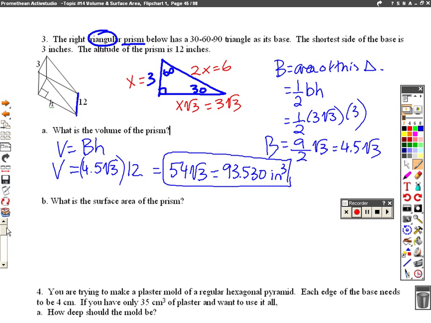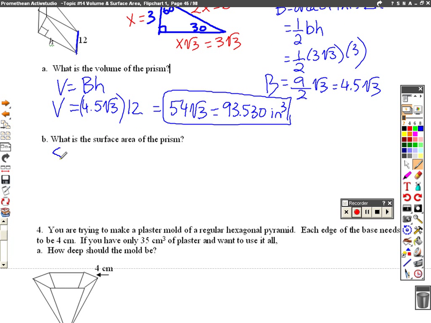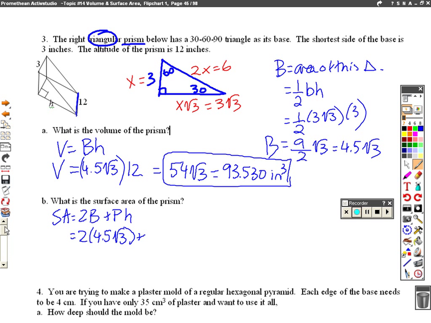All right, what's the surface area? Well, let's think about the surface area formula for the prism. Surface area is 2 big B's plus P times H. All right. 2, we just found big B. That was 4.5 root 3 plus P. Okay, well, P is the perimeter of the base.